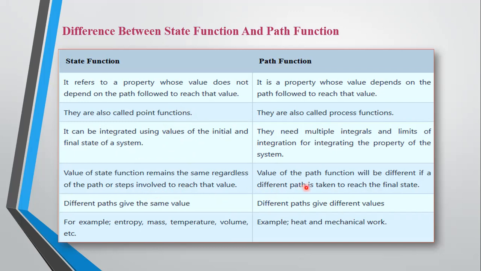On the other hand, path functions will be different if a different path is taken to reach the final state. Different paths give the same value for a state function, and different paths give different values for a path function. Some examples of state functions are entropy, mass, temperature, volume, and Gibbs free energy. These are state functions, which depend on the initial and final states. Examples of path functions are heat and mechanical work.